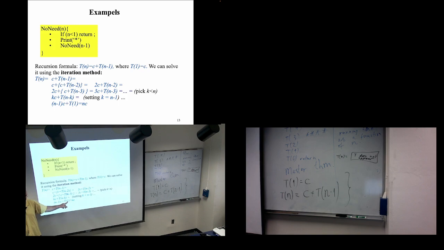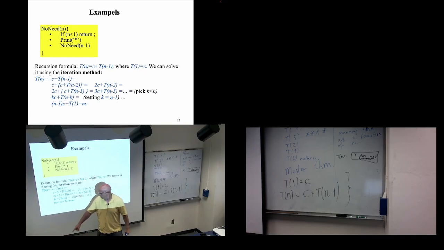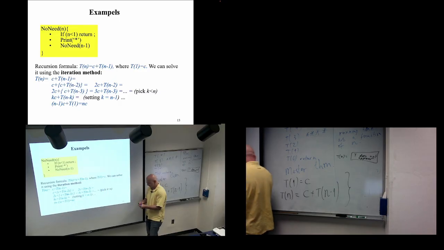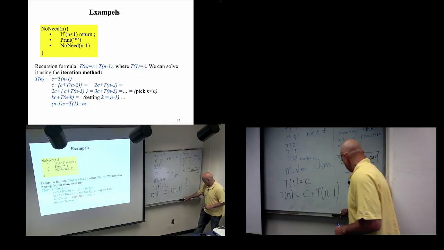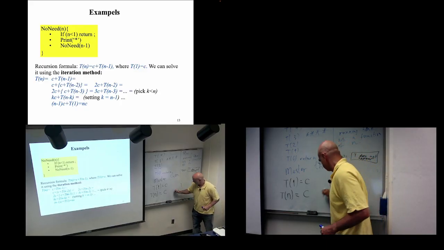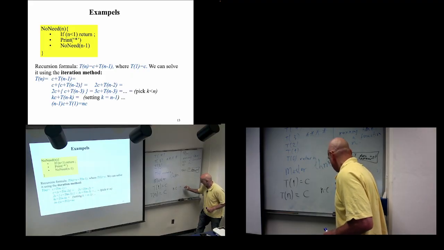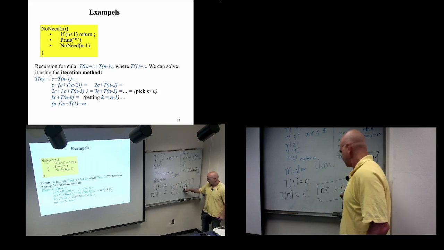T of 1 is a constant, but T of 1 will just call itself once again, so it's 2c if you want instead of c, but we don't care. So altogether, we are spending n times c, which is order n. Everybody agrees? So n times c is just order n. That's the beauty about using the order.